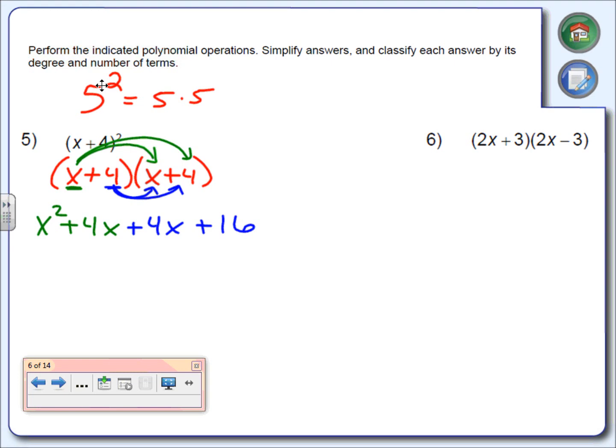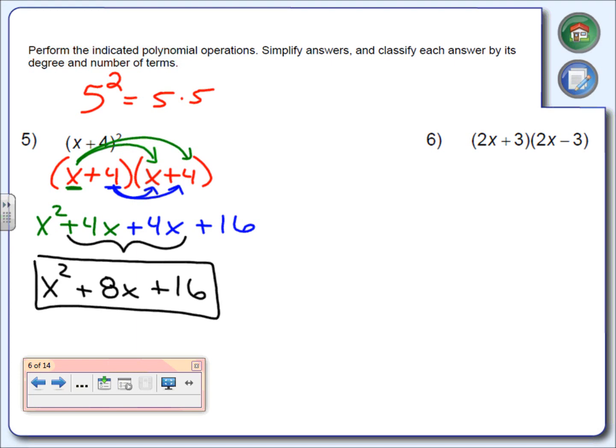But is that the way we're going to leave the answer? Or can I do anything else? Yeah, combine those like terms again, which are these two right here. Those are the like terms. So what do you get when you take 4x and you add another 4x? You get 8x. Of course, you still got your 16 over there. So this is our final answer. All right, so what is it? Binomial, trinomial, or monomial? Trinomial. What's the degree of that trinomial? 2. Trinomial.